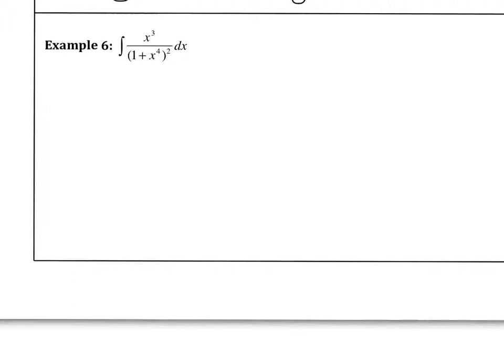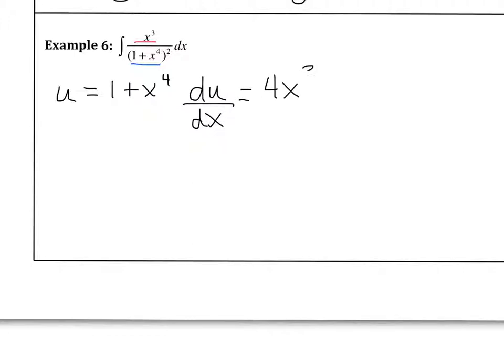Well, I see the x to the 4th and the x cubed. That's a red flag right there, right? So I could make 1 plus x to the 4th my function, right? No reason not to include the 1, right? And then x cubed could be its derivative, or at least something close to it. All right, so let's start writing. U, we said, will be 1 plus x to the 4th. Then its derivative would technically be 4x cubed. All right, so let's start rewriting.